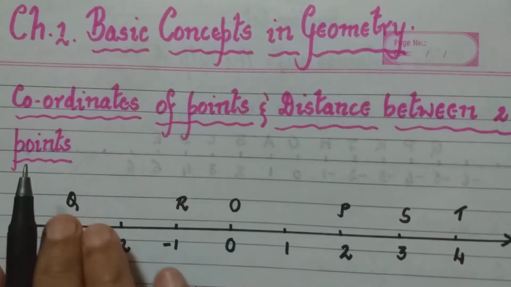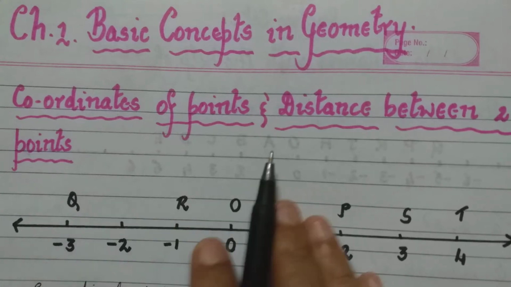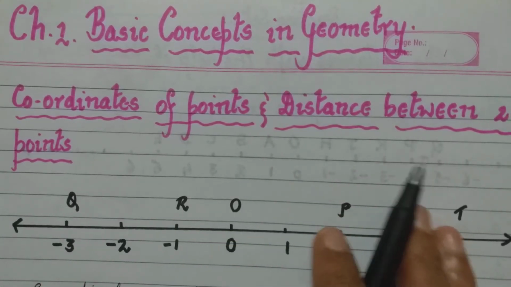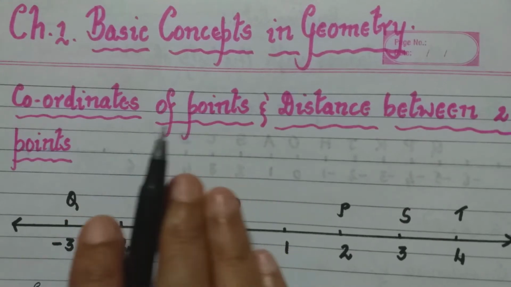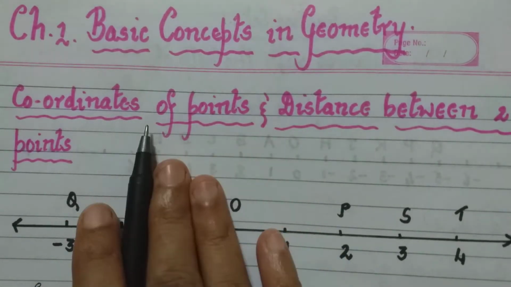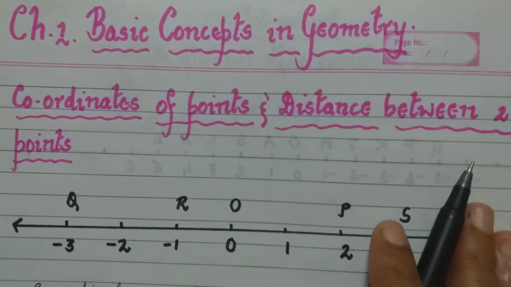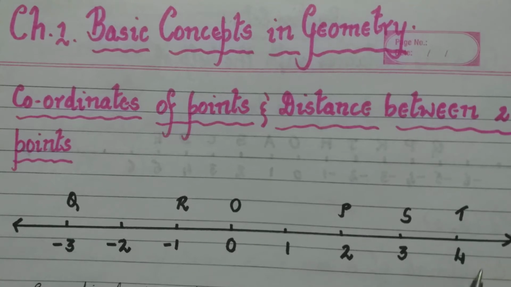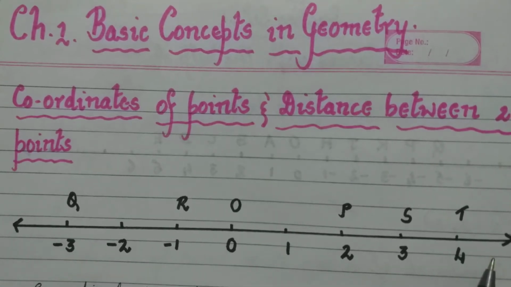When we are talking about the distance between 2 points, here we are referring to a number line, and first we see how we find the coordinates of points, and using these coordinates of points, how we find the distance between 2 points on a number line. So here you see a number line.